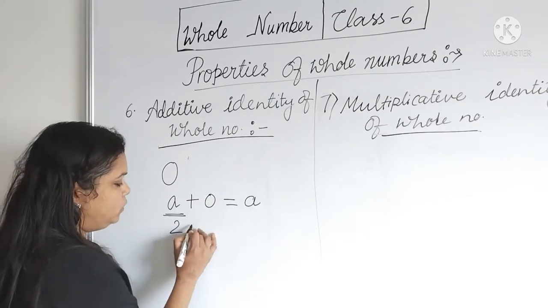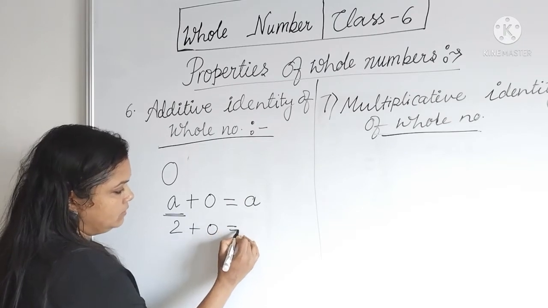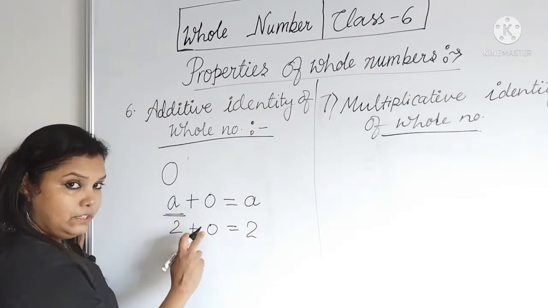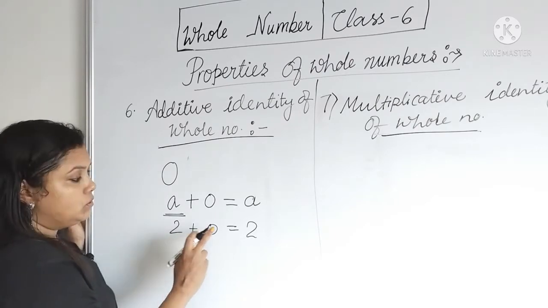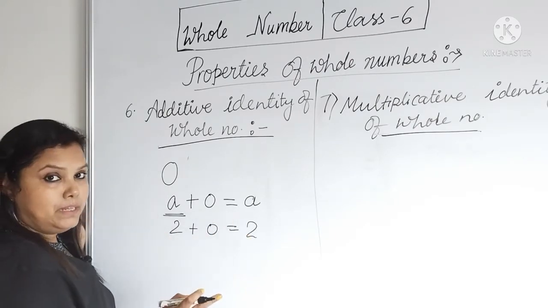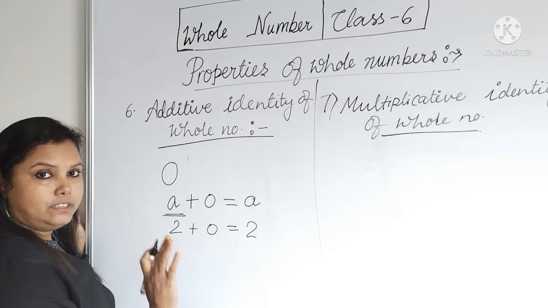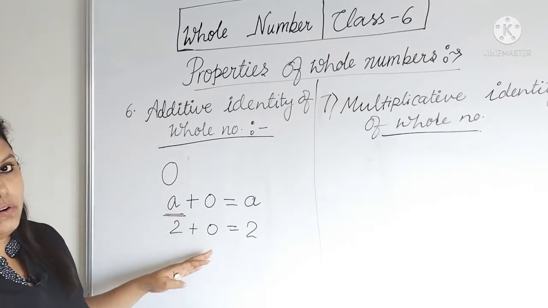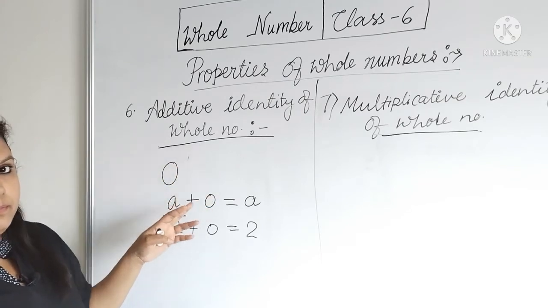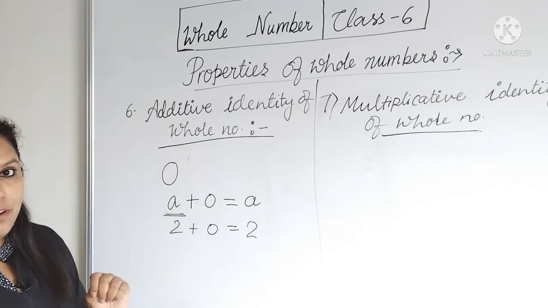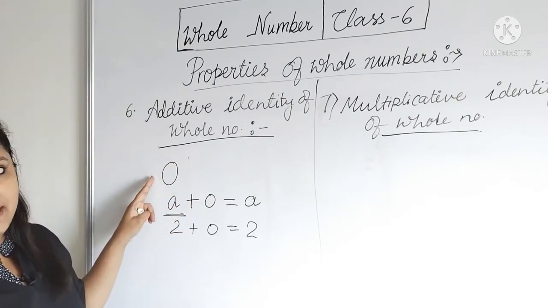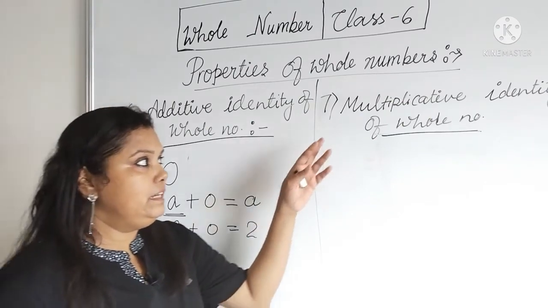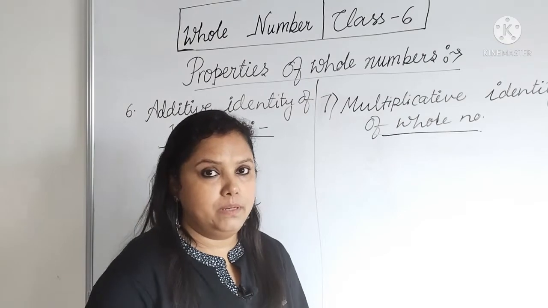Like for example, 2 plus 0 equals to 2. So when we are adding this 0 to 2, we are getting the same number. The identity of this 2 is not changing. So this is called the additive identity of whole number. What is the additive identity of whole number? 0 is the additive identity of whole number. Now moving to the multiplicative identity of whole number.